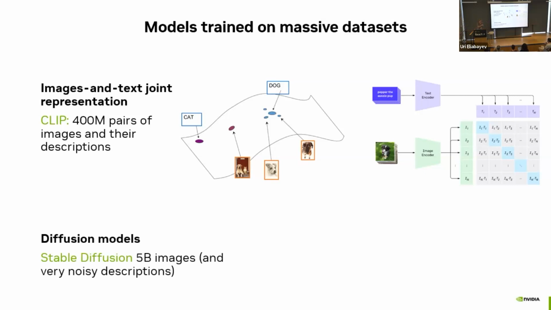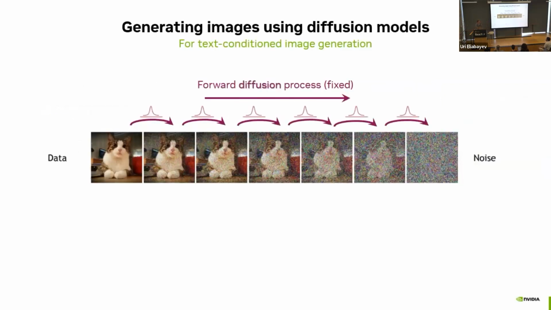Another model I want to talk about is this family of diffusion models. I'm sure you all heard about Stability AI, Stable Diffusion. Again, this is trained on a very large data set like LAION, 5 billion images. And let me tell you very shortly how this is actually done. The idea is actually really, really simple.